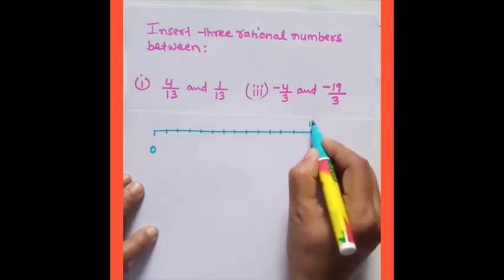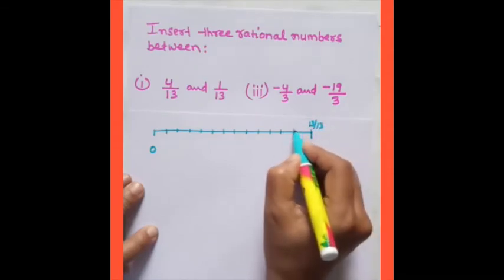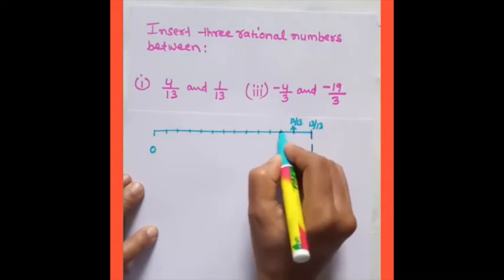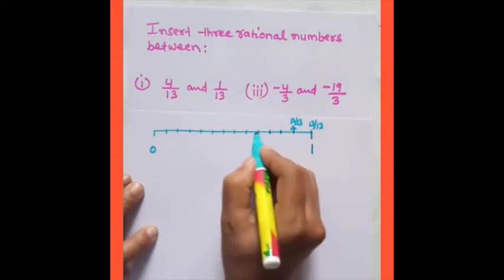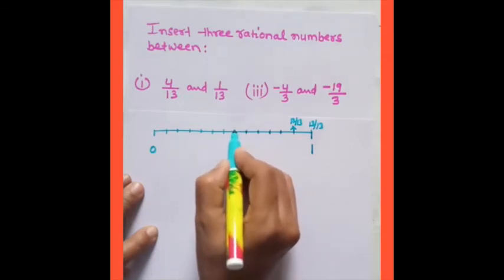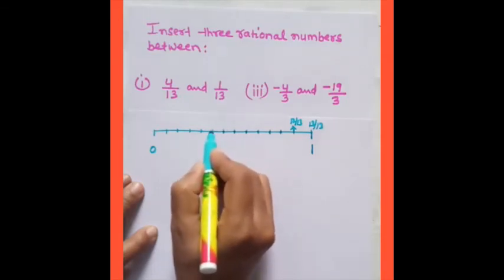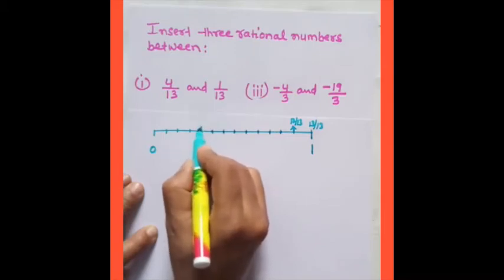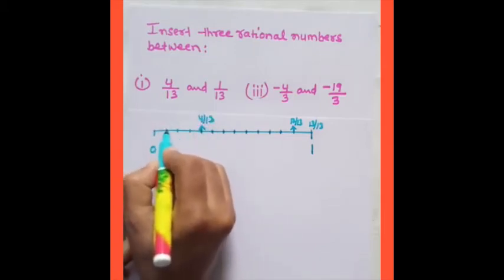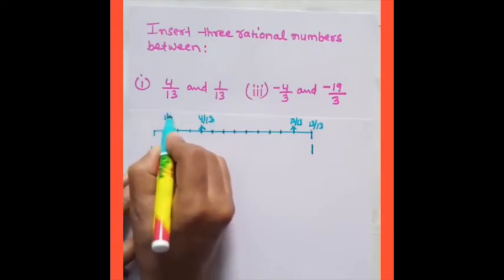This particular point is 13 by 13. This one is 12 by 13. 11 by 13. 10 by 13. 9 by 13. This is 8 by 13. 7 by 13. 6 by 13. 5 by 13. And this one is 4 by 13. And this is 0 by 13 and this one is 1 by 13.